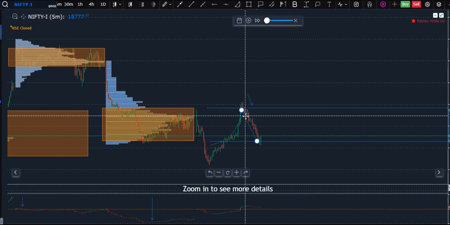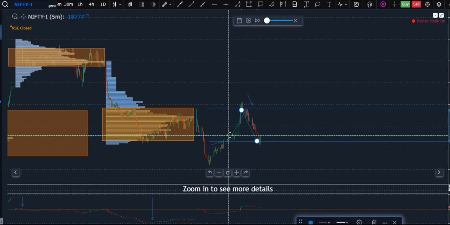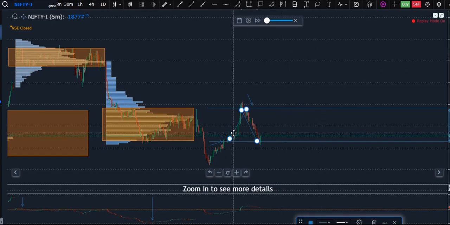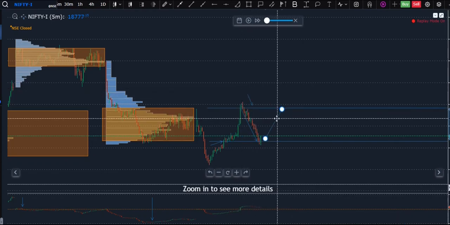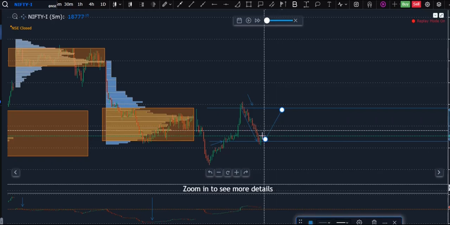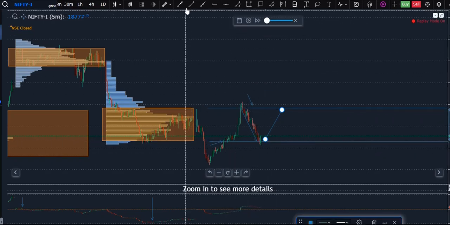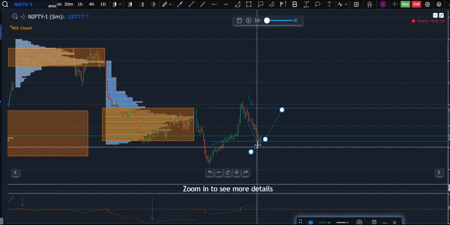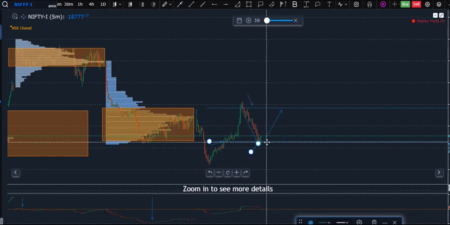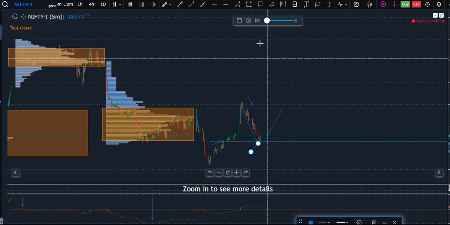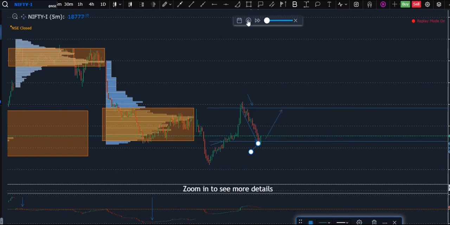Now let's see how we can access another trade. Again, the same setup that we saw in the first instance, we would now again want the trade. As you see, we've breached the value area low, and now we are entering back into the value area. So again, we can take a trade which will take us back to the value area high, and the target again would be the value area high. Let's see how the trade proceeded.